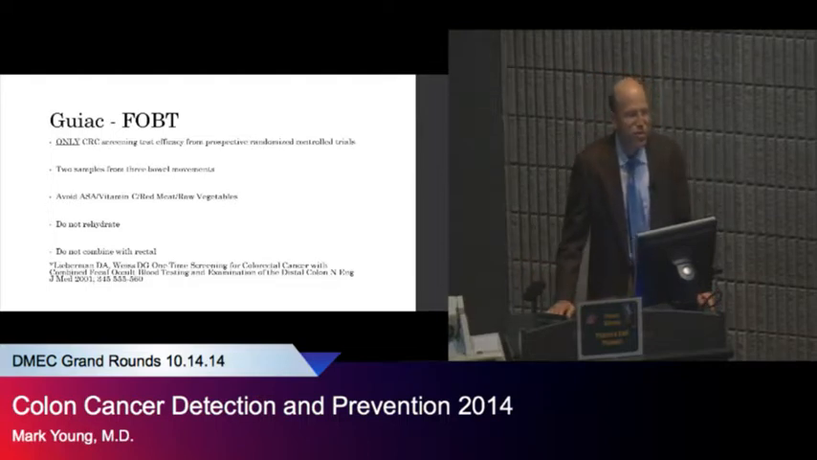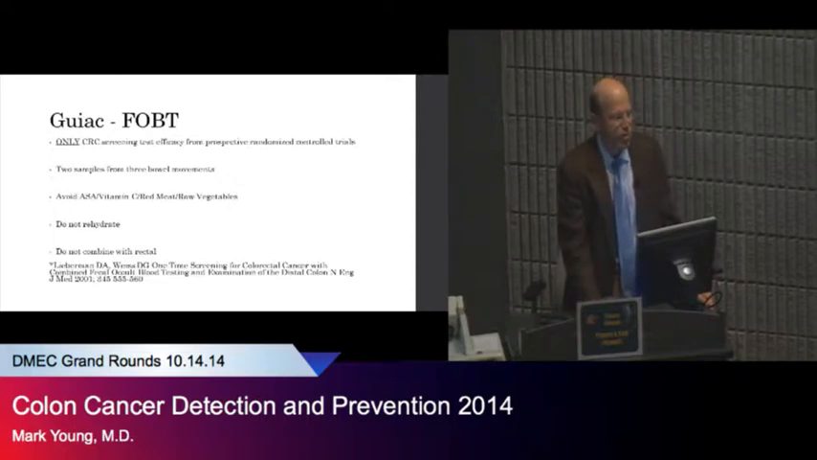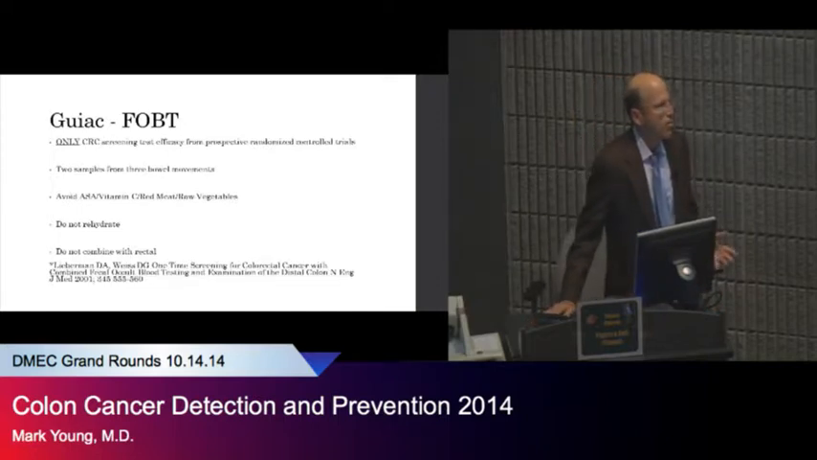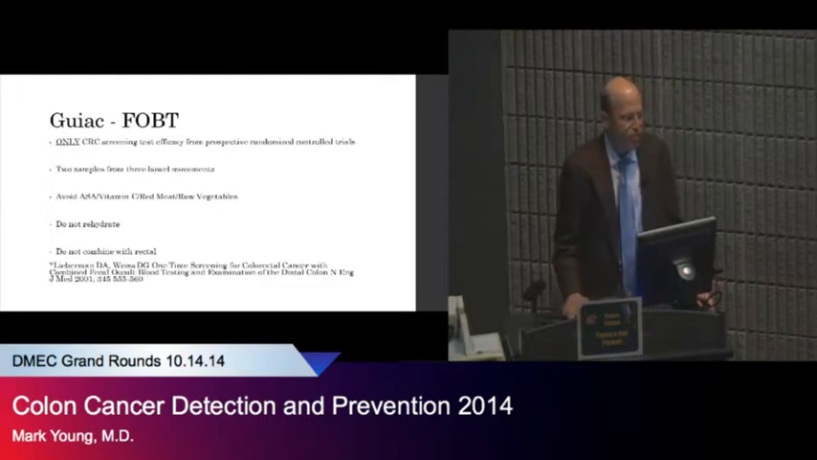But the positive about the traditional fecal occult blood test is this is really the only colorectal cancer screening test that's been put through prospective randomized studies that has been shown to increase your survival rates from colon cancer. This requires two samples from three different bowel movements, and you have to avoid aspirin, vitamin C, red meat, and vegetables. So if you're on vitamin C, this can cause a false negative. Obviously, if you're ingesting animal meat and animal products, this can cause a false positive.